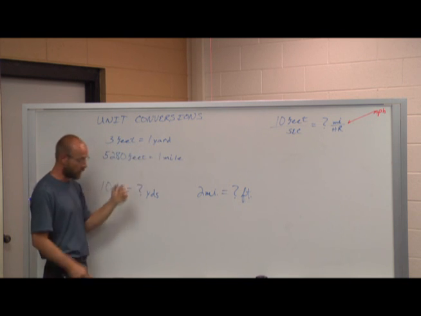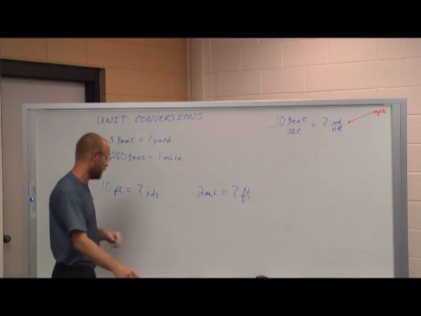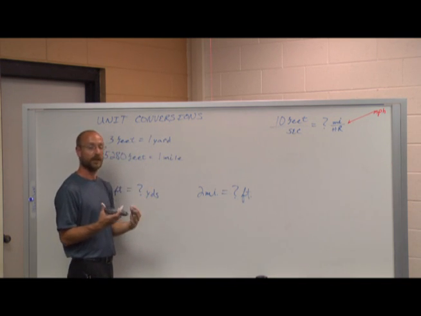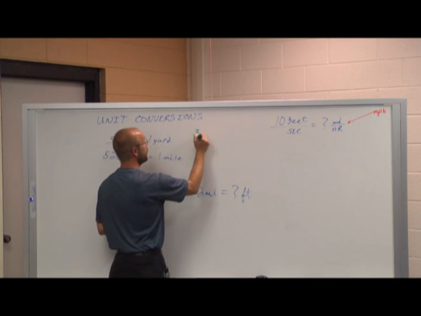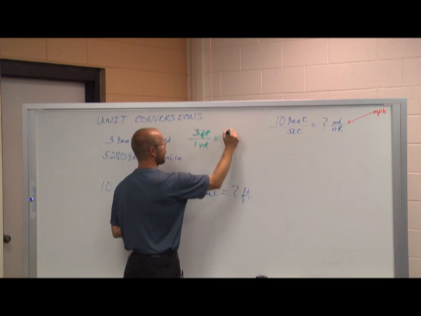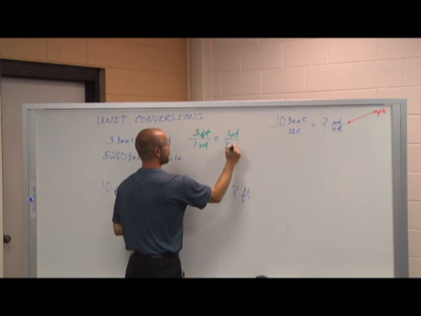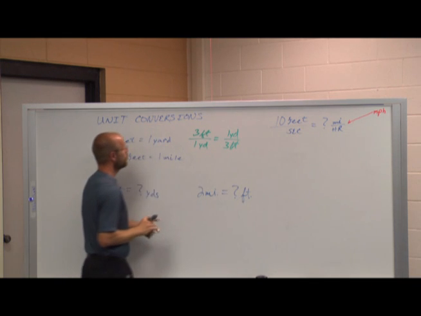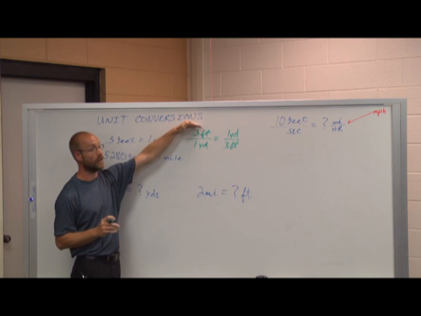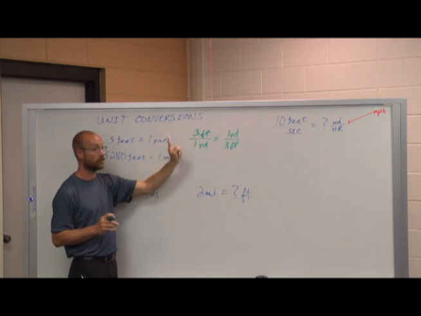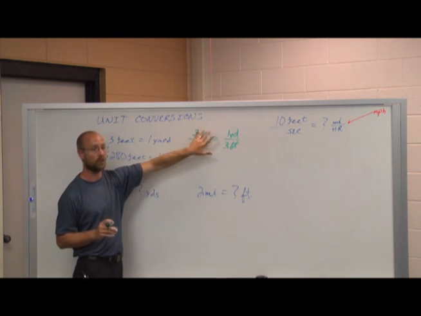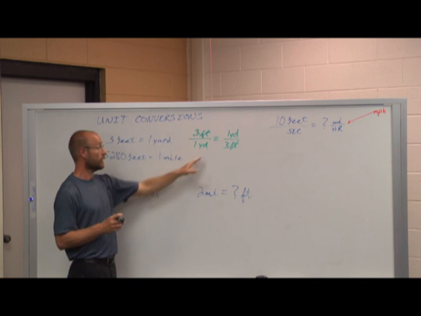3 feet equals 1 yard. What does that really truly mean? Well, to use it as a unit conversion, we have to represent it as a rational expression. There are 3 feet per 1 yard, which is the same as 1 yard for every 3 feet. Because what this says is this is equal to this. So it's saying a number divided by itself is 1. This is that same number divided by itself. It's still 1. 1 equals 1.